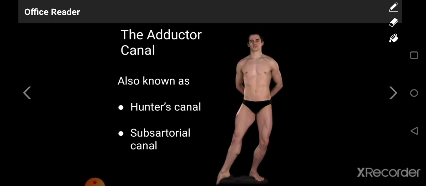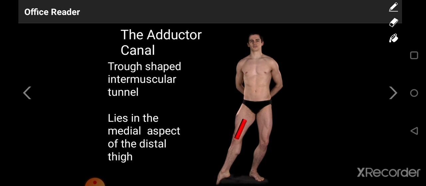Today I will discuss the adductor canal. The adductor canal is also known as Hunter's canal because it was discovered by John Hunter. It is also known as the subsartorial canal because it lies just beneath the sartorius muscle. It is a trough-shaped intermuscular tunnel. It lies in the medial aspect of the distal one third of the thigh.